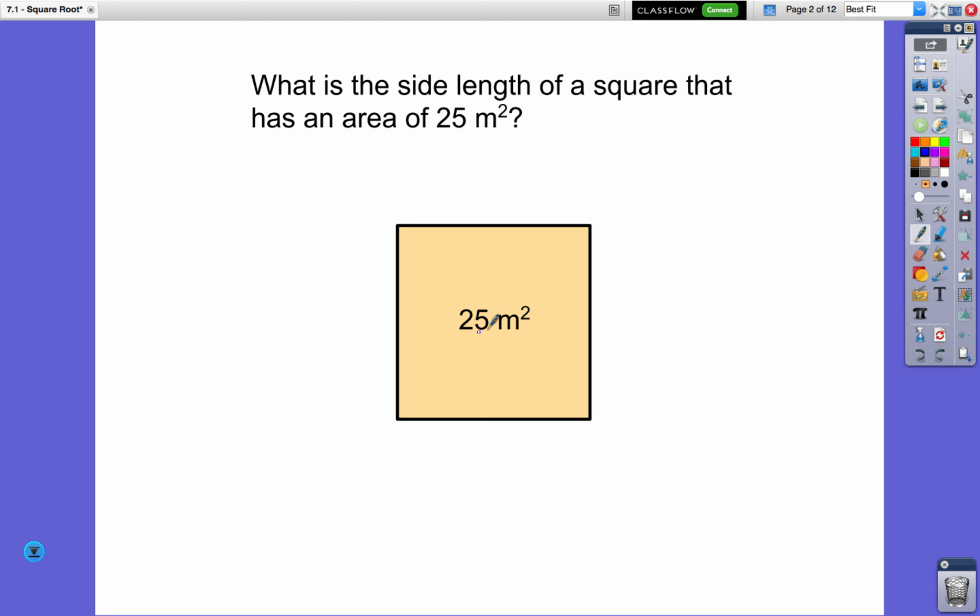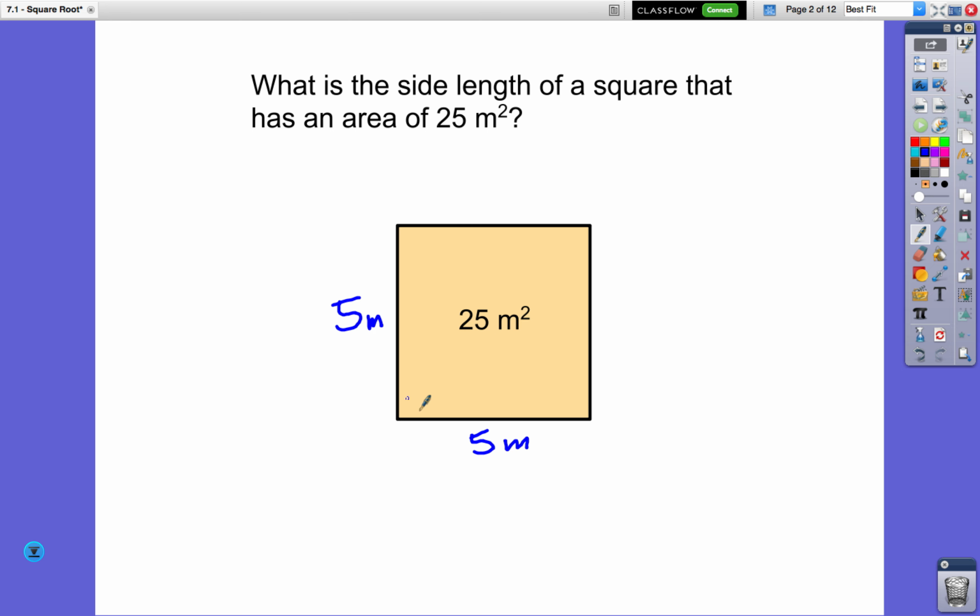So here's our square, 25 square meters. Now, we know that to find the area of a square, or any rectangle for that matter, it's always length times width. But in the case of a square, the side length should be the same. So we're really asking ourselves what number times itself would give us 25. Now hopefully you've come to the answer of 5. 5 meters times 5 meters would be 25 meters squared.